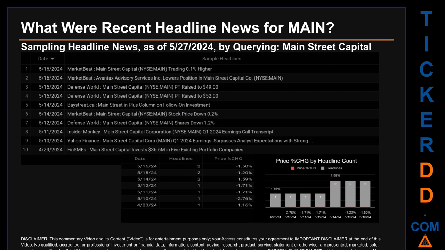The latest publication was Thursday, May 16, 2024, when there were 2 found headlines. MarketBeat published the headline that read, Main Street Capital, NYSE: MAIN, trading 0.1% higher. MarketBeat published the headline that read, Avantix Advisory Services lowers position in Main Street Capital Company, NYSE: MAIN. The oldest publication was on Tuesday, April 23, 2024, 1 month and 4 days ago, when FinSMEs published the headline that read, Main Street Capital invests $36.6 million in 5 existing portfolio companies.